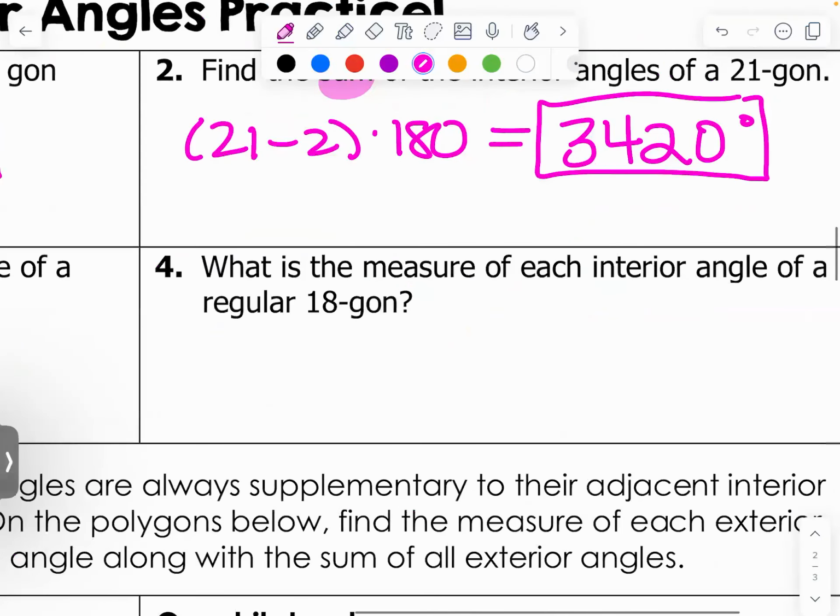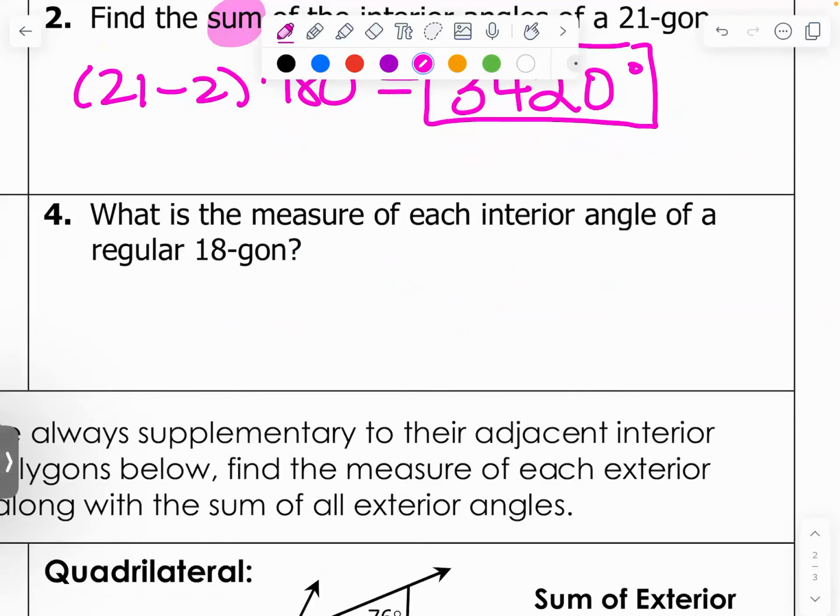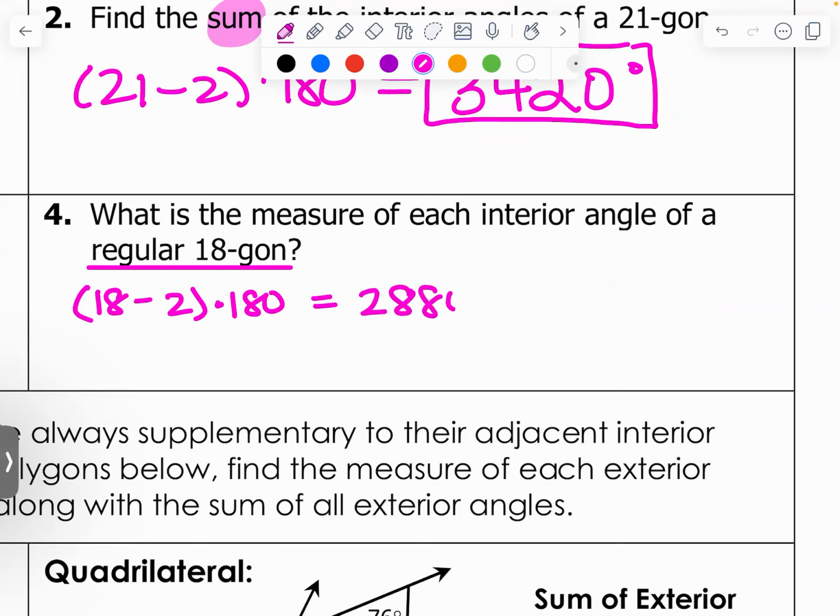All right. How about the measure of each interior angle of a regular polygon? Okay, so the big thing here, guys, is we have a regular polygon. So we know all sides are the same, all angles are the same. Let's talk about the total sum. What do we multiply times 180? 16 minus 2. So 16, what is that? 2,880, I think. Then if we want each interior angle, we'll divide by 18.